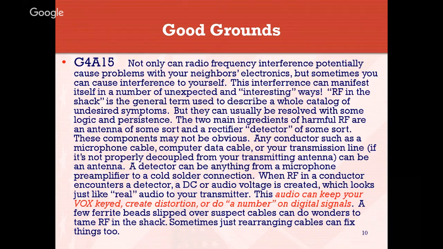Any conductors, such as a microphone cable, computer data cable, or your transmission line, if it's not properly decoupled, can be an antenna. The problem here is the audio can keep your VOX keyed and create distortion or do a number on digital signals. And really what you might need to do is add a few ferrite beads slipped over your suspected cables and eliminate some of that.